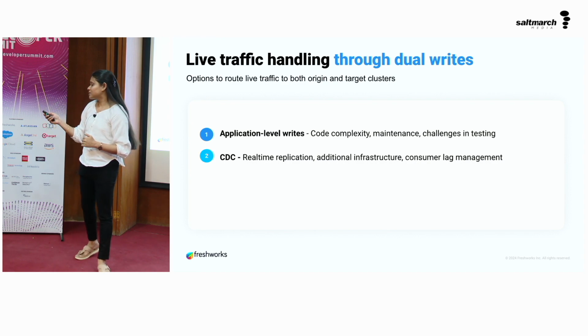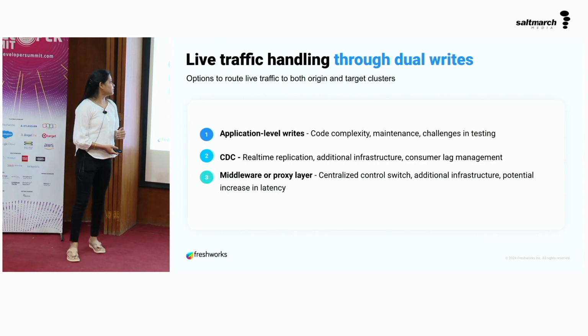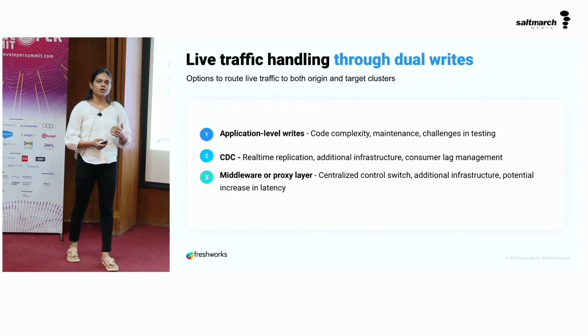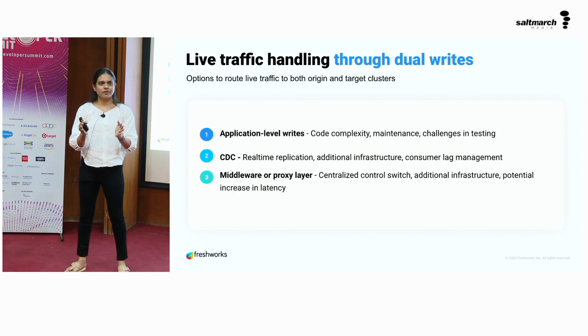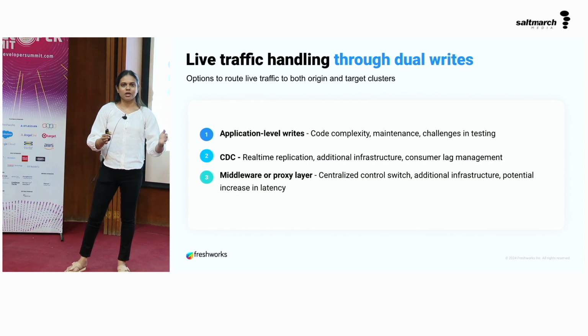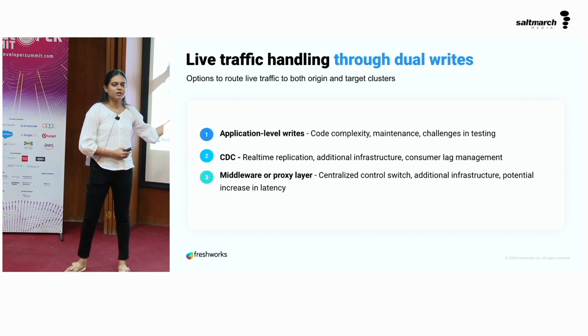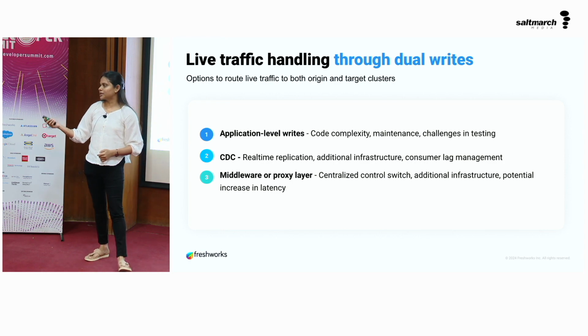So this brought us to this third option of implementing the middleware or a proxy layer where we hosted a separate proxy service. This served as an intermediate layer between the application and the database clusters. And we used an open source tool named ZDM that was available for Cassandra to implement this particular proxy layer.